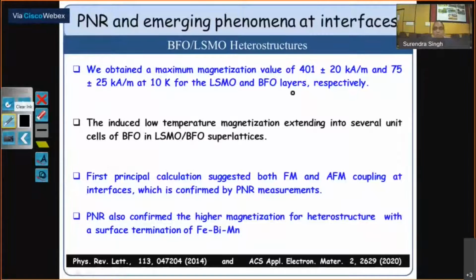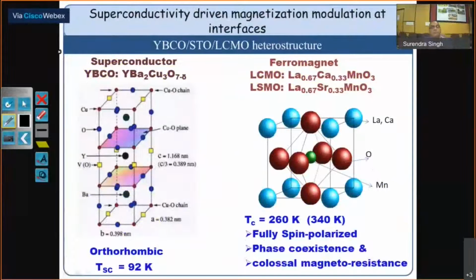So this is the summary for this part. We found, as I have already said, that we have both types of coupling, and these are reported over here. So I will quickly go to the next system, which is superconductivity-driven magnetic modulation at the interfaces. Here we are talking about YBCO, STO, LCMO, and LSMO heterostructures.